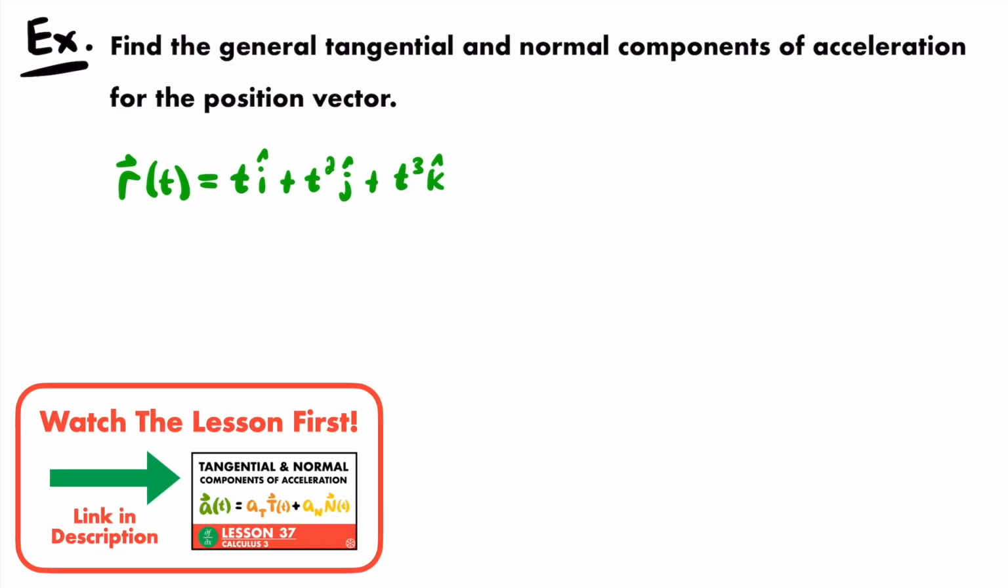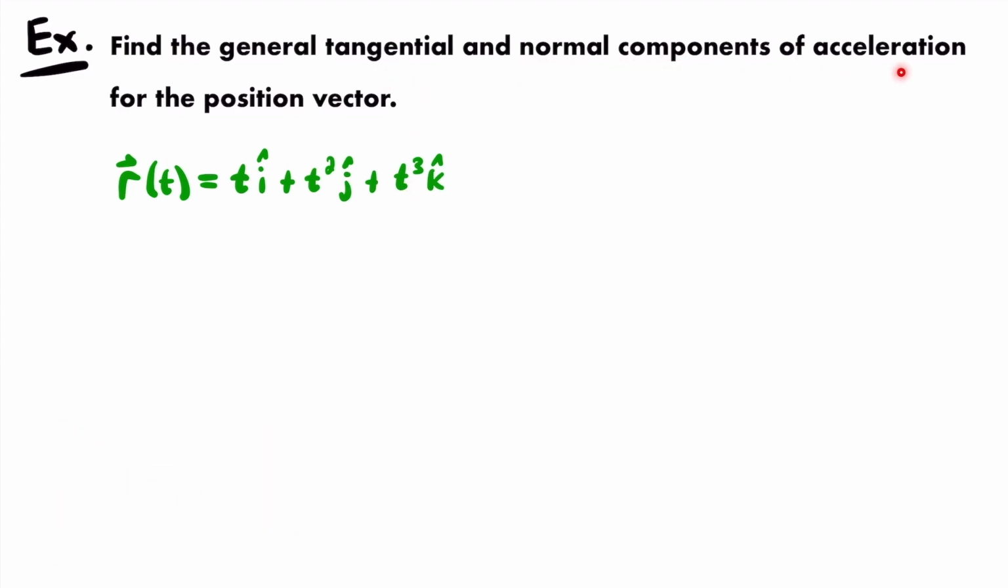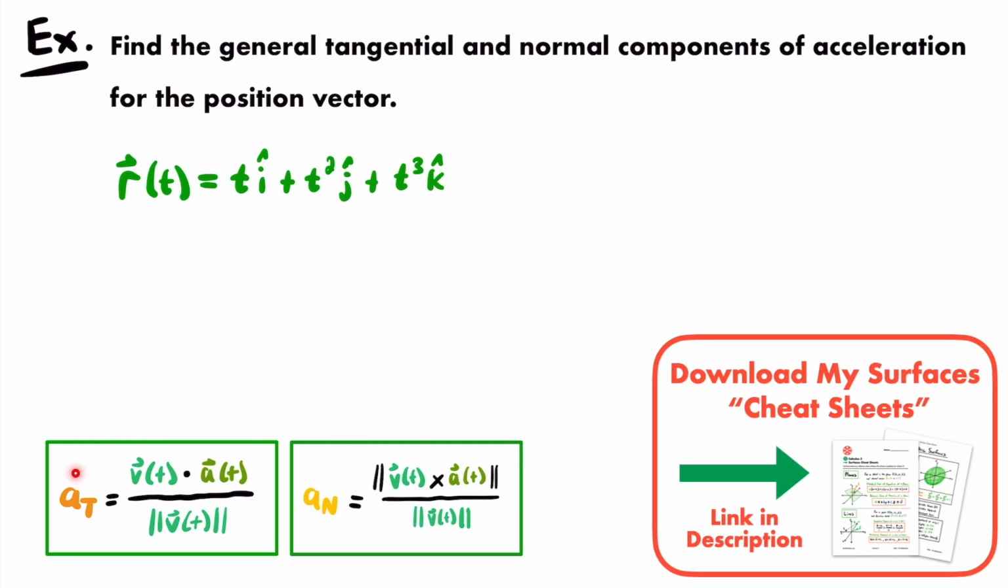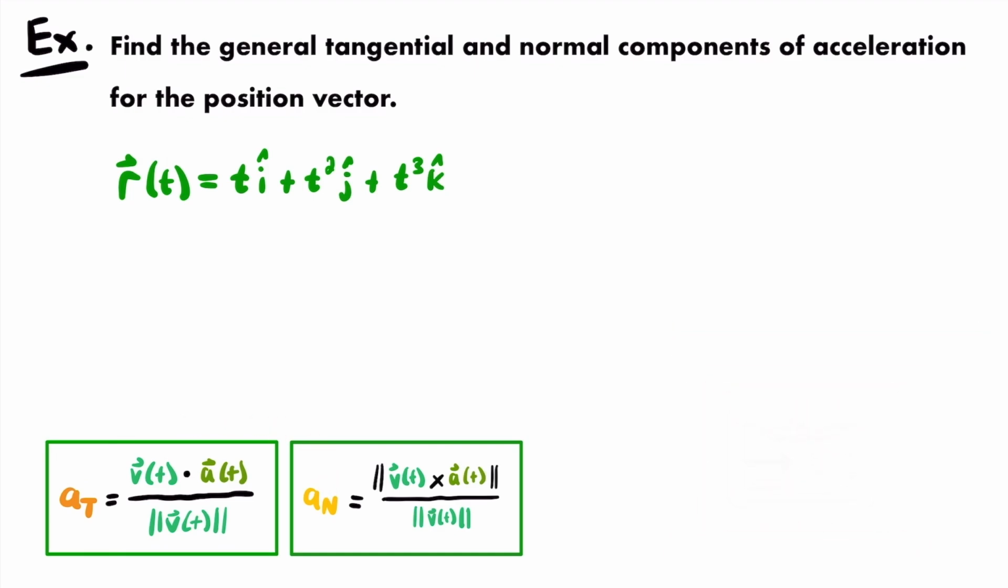Okay, and so if we want to find the tangential and normal components of acceleration for this position vector, we have to know the formulas. They look like this. At least these are the specific formulas that I recommend that you use for calculating the tangential and normal components of acceleration. There are other formulas for finding these components, which if you want to learn more about those, feel free to check out the lesson video for this topic. But these two right here are what I recommend that you use for most problems where you want to find these two components.